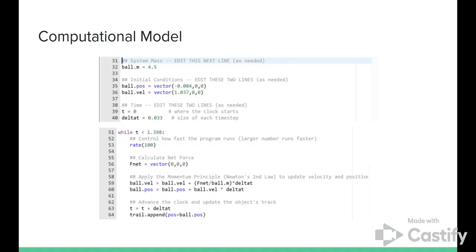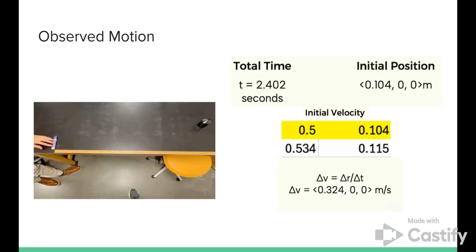So right here is our computational model. This is the code that we used, the tracker app, to analyze this data. As you see, we get the net force and we apply the momentum principle, and then we advance the clock to show the object's velocity over this specific amount of time.